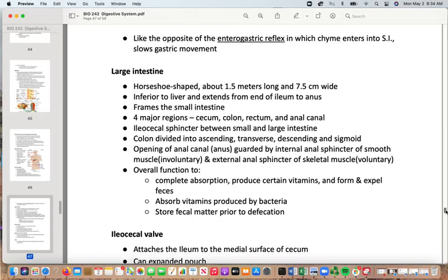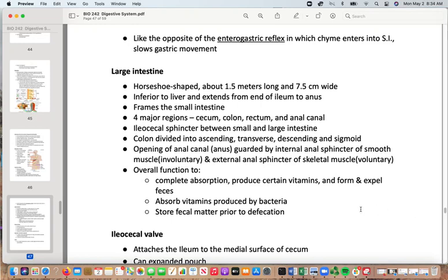The large intestine is a horseshoe shape. It's about 1.5 meters long, 7.5 centimeters wide. It's inferior to the liver and it goes all the way from the end of the ileum to the anus. It's going to frame the small intestine, so it goes around the outside. There are 4 major regions: the cecum, colon, rectum, and anal canal. The ileocecal sphincter is between the small and large intestine.